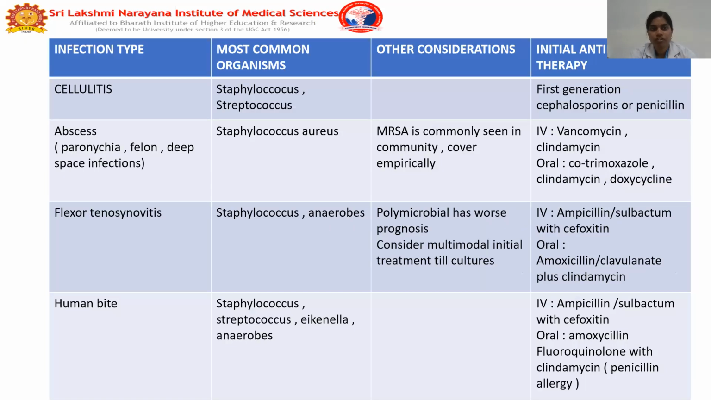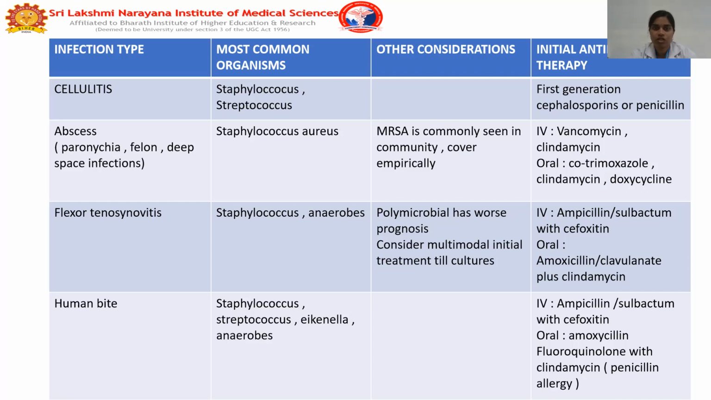The most common infection type is cellulitis. The organisms responsible are Staphylococcus and Streptococcus, and the initial empirical antibiotic therapy is a first generation cephalosporin or penicillins. When coming to paronychia, deep space infection, and felon, these are all abscesses which are usually caused by Staphylococcus aureus. MRSA is commonly seen in the community. So to cover MRSA, we empirically start IV vancomycin or clindamycin, or oral cotrimoxazole, clindamycin or doxycycline.